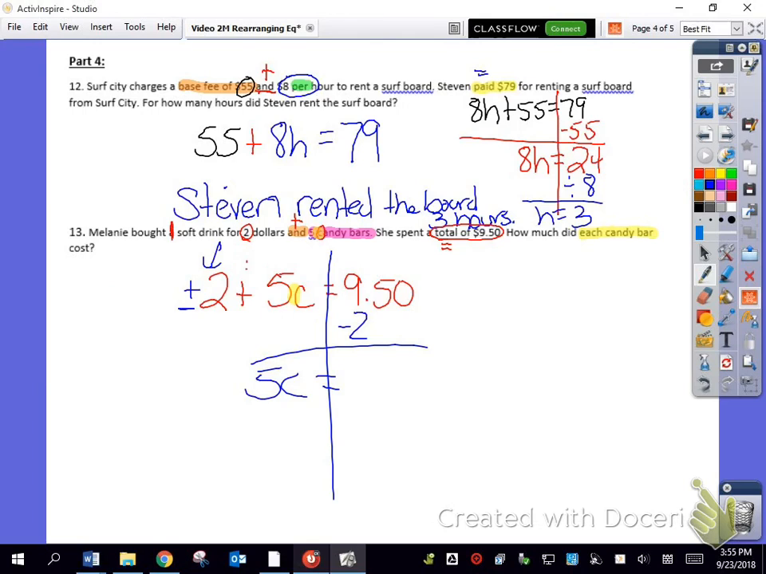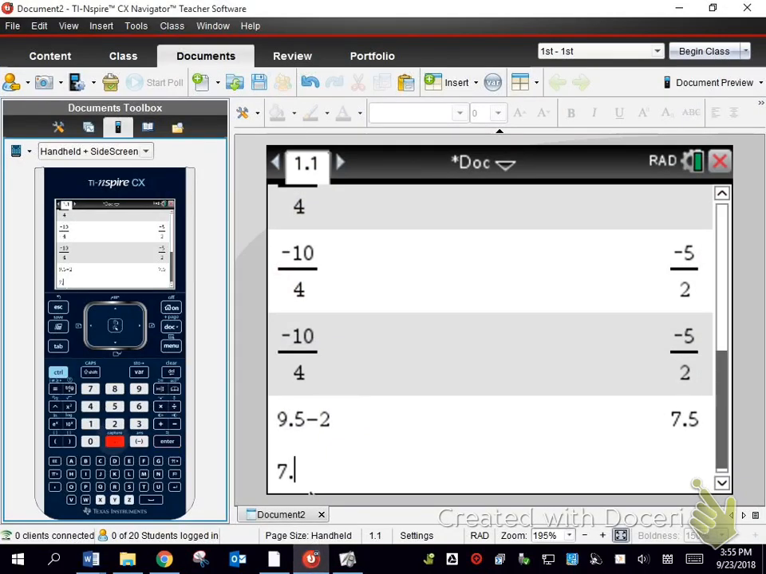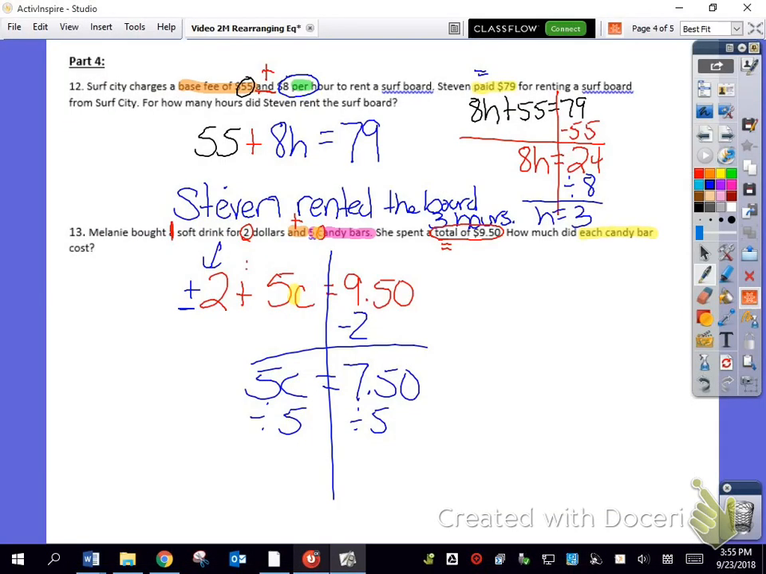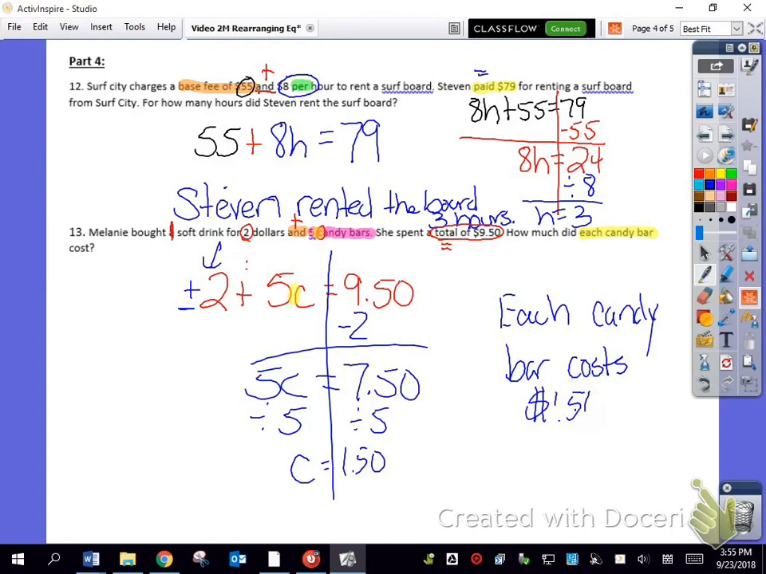Okay, but some of you might line up the 2 in the wrong spot, so be careful. The opposite of multiplying by 5 is to divide by 5. So then you take your 7.50 and then you divide by 5 and you get $1.50. So each candy bar cost $1.50. Okay? Each candy bar was $1.50.